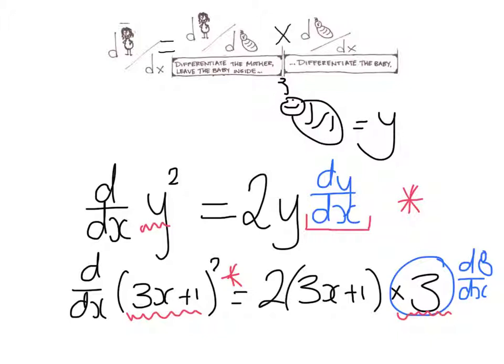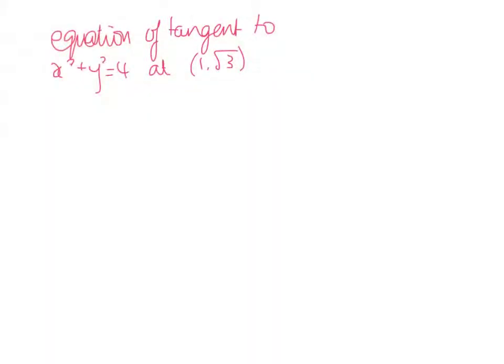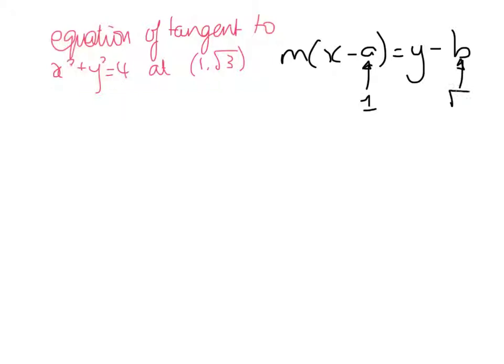Okay, let's have another go at the equation of this tangent in a C4 way rather than a C2 way. So we know that the equation of the tangent is mx minus a is y minus b, because all lines have that form. And we know that the point we're interested in is the point 1, root 3. X is 1, y is root 3. This is our problem, m, and this is what we couldn't do at C2, but we can do now.